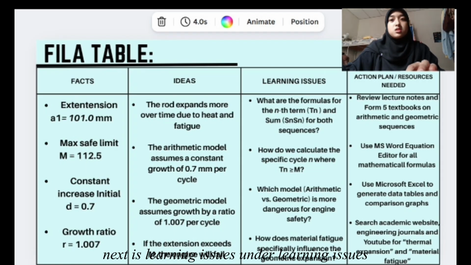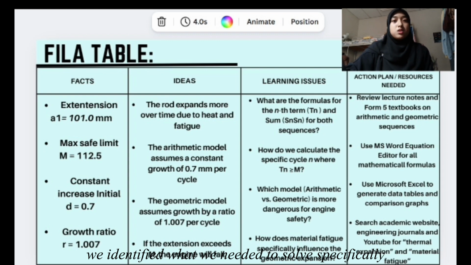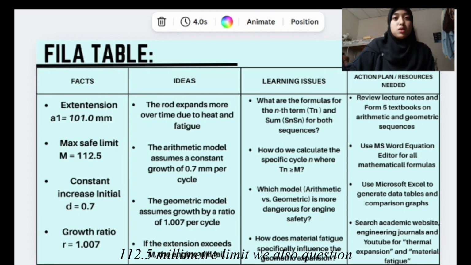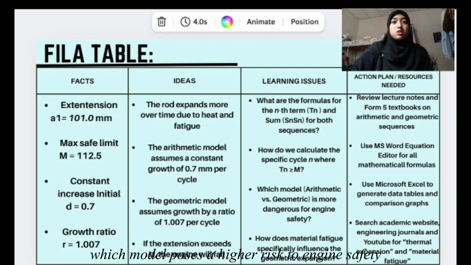Next is learning issues. Under learning issues, we identified what we needed to solve. Specifically, we needed to identify the correct formulas for the nth term, which is Tn, to find exactly where the rod reaches or exceeds the 112.5 mm limit. We also question which model poses a higher risk to engine safety.